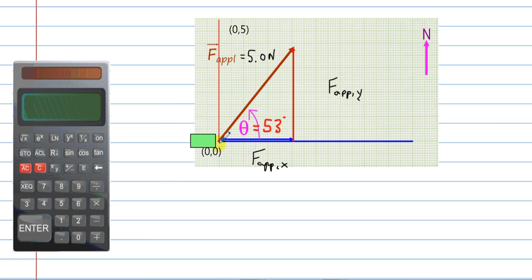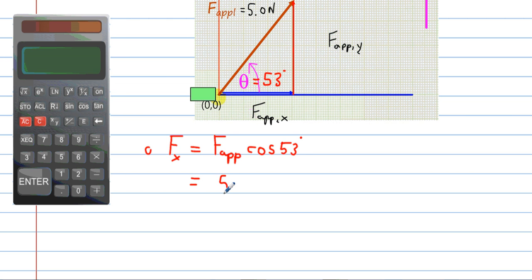So if we write out that equation, I'm going to start by doing the adjacent component first. I'm going to write out that the, we'll just call it fx for simplicity here. That is the magnitude of the force in the x direction is going to be equal to the magnitude of the applied force. Again, we do not put vector notation on top of these because these are not vector quantities, it's just the size of the force. Times, since it's the x component, it's going to be the cosine of 53 degrees.